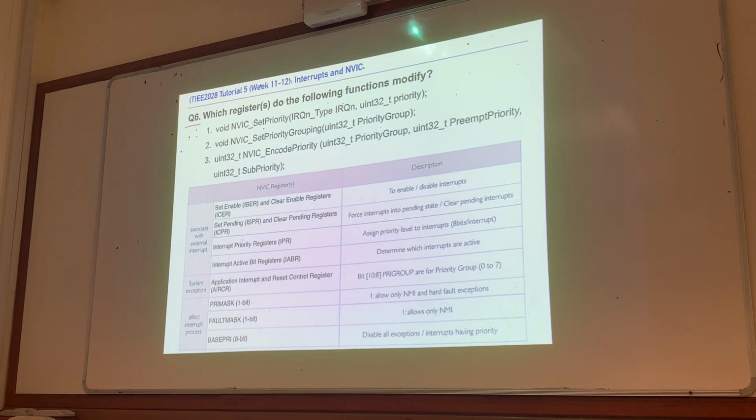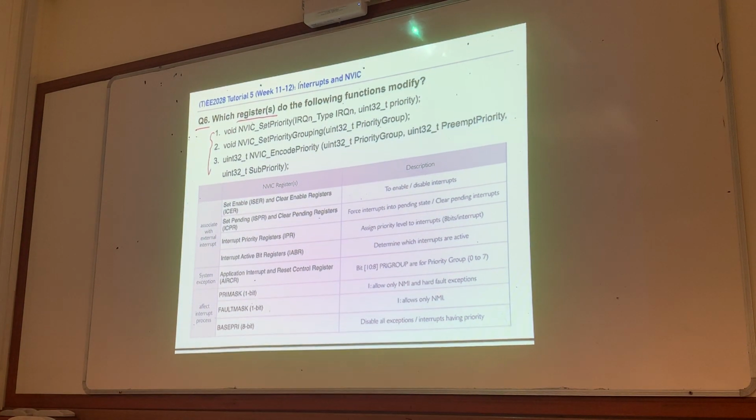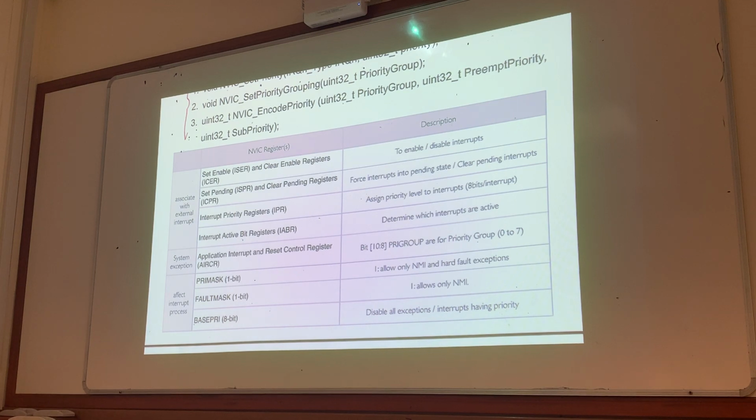Question 6, which registers do the following functions modify? These are the 3 functions for interrupt priority setting. I think you have seen this one and this one in the lab. It is asking which registers the functions are modifying. There are many registers involved for the priority setting. I don't know how much detail the lecturer goes, but you just follow the guide for the exam.